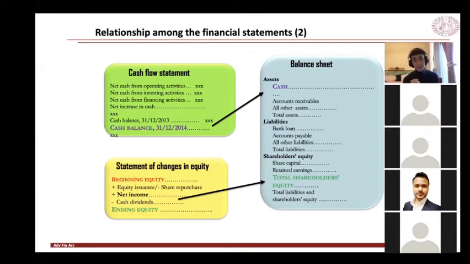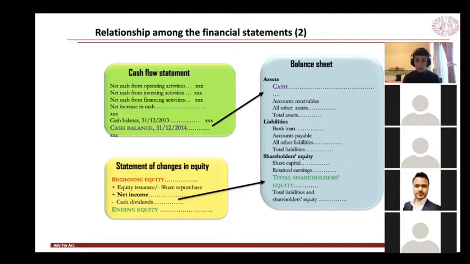Okay? So 4 statements, 3 of them computed on a yearly basis: the income statement, which is also called profit and loss, especially in the US, the cash flow statement, and the statement of changes in equity. They all go in the balance sheet.